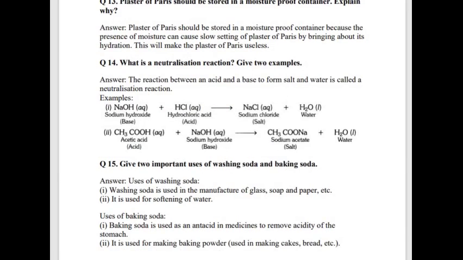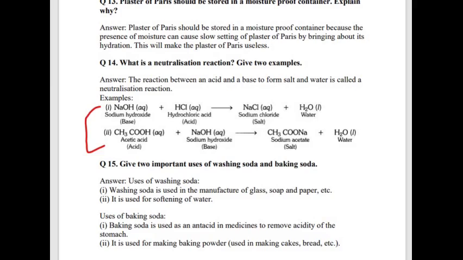Now coming to the next question, what is a neutralization reaction? Give two examples. The reaction between any acid and a base to form salt and water is known as a neutralization reaction. We can take the example of the reaction of NaOH and HCl. We will get NaCl and water. And we can also make NaOH react with acetic acid. Then also we will get sodium acetate and water. Right? So these are two examples of neutralization reactions.